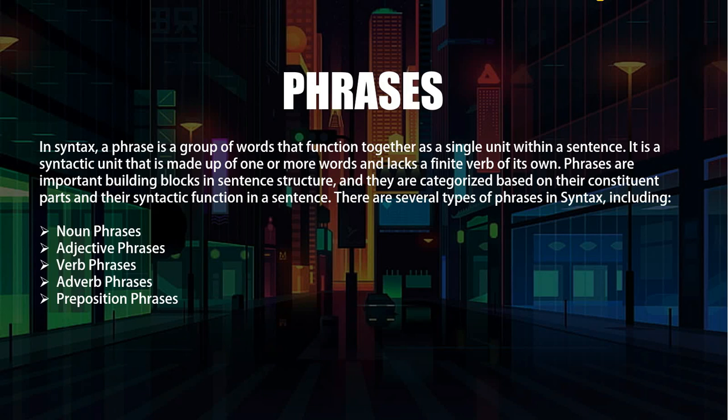And there are verb phrases. Verb phrases consist of a verb and any modifiers or complements, such as adverbs, the direct object or indirect object. And there are adverb phrases. An adverb phrase consists of an adverb and any words that modify it, such as other adverbs or adjectives. It usually functions as a modifier of a verb, adjective, or another adverb.